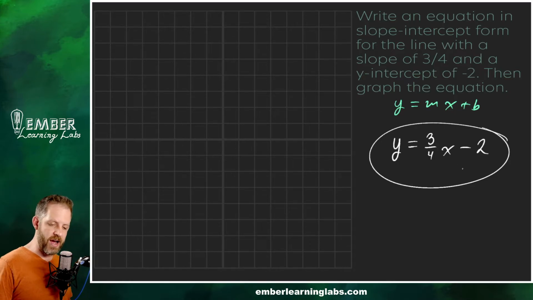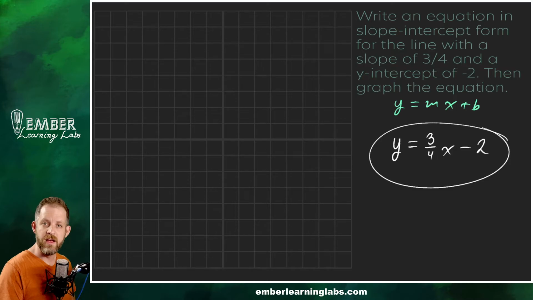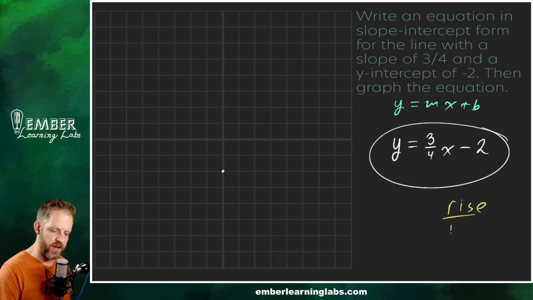All we do to graph from slope-intercept form is we start out by putting a dot at the y-intercept. So the y-intercept is -2, so we're going to go down from the origin. We're going to count down 1, 2, and we're going to put a dot. And then we're going to count from that point, and we're going to count using the slope. Now remember, slope is rise over run, right? So we're going to look at how far we go up and then how far we go over.